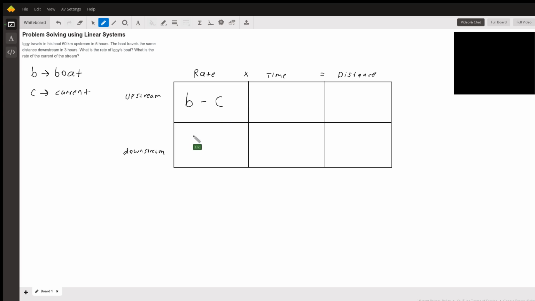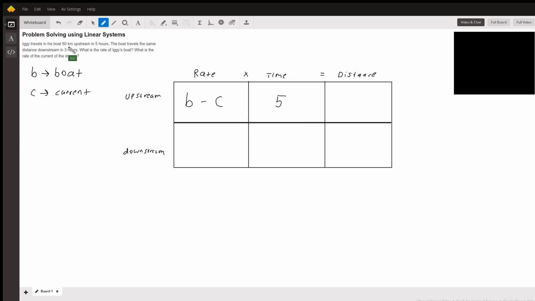If he was going downstream, like we'll see next, it's going to be b plus c, because it's going to be the boat in still water adding the current, because the current makes you go faster if you're going downstream. It makes you go slower if you're going upstream. The time for the upstream trip took Iggy 5 hours. Now the distance is going to be 5 times parentheses b minus c.